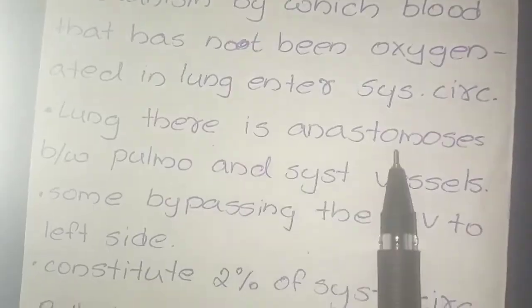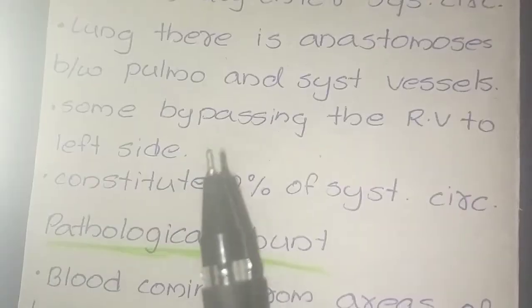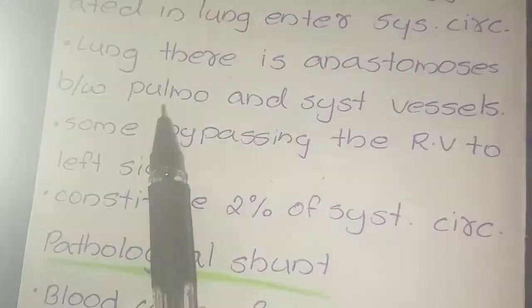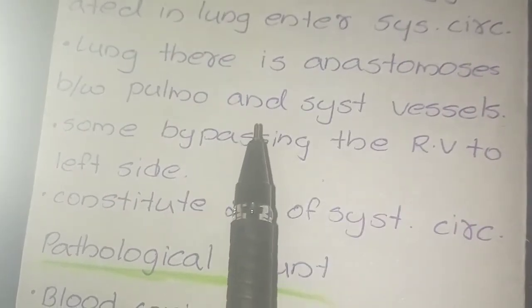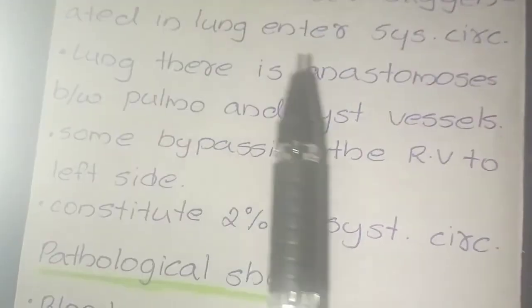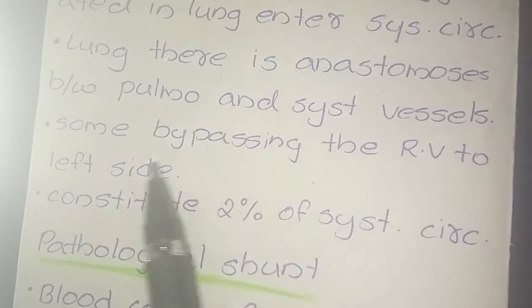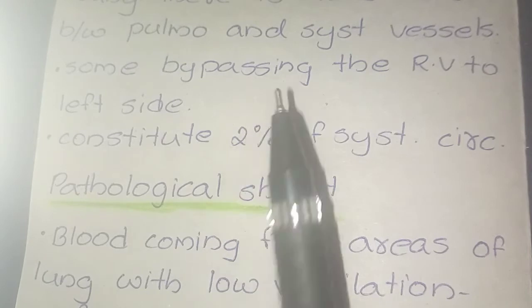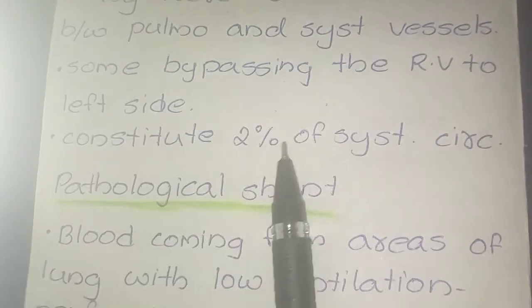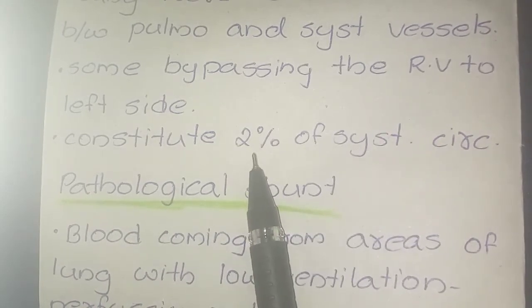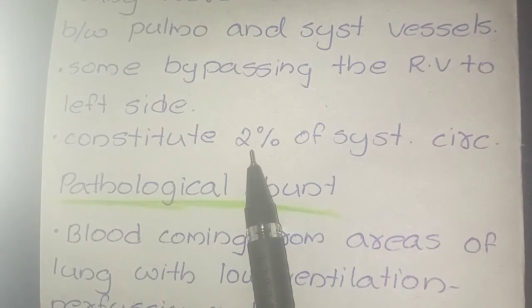Now in the lung, there is anastomosis between pulmonary and systemic circulation, so there's a chance of mixing between them. I have mentioned this in the diagram itself. For the second point, some blood bypasses the right ventricle to the left side. Obviously the oxygenated and deoxygenated blood will mix, and this constitutes about 2% of the systemic circulation. What I mean is that in 100 ml, 2 ml will be deoxygenated blood.